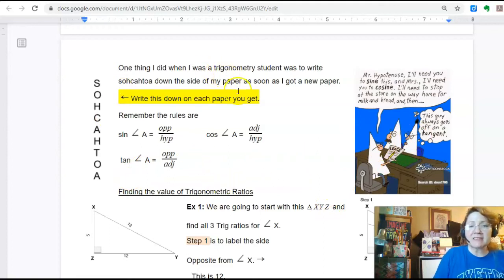The first thing that I did many years ago when I was a trigonometry student is I wrote SOHCAHTOA down on the side of my page. Every time I got a new paper, I wrote it down. So I'm going to remind you, did you write SOHCAHTOA down?